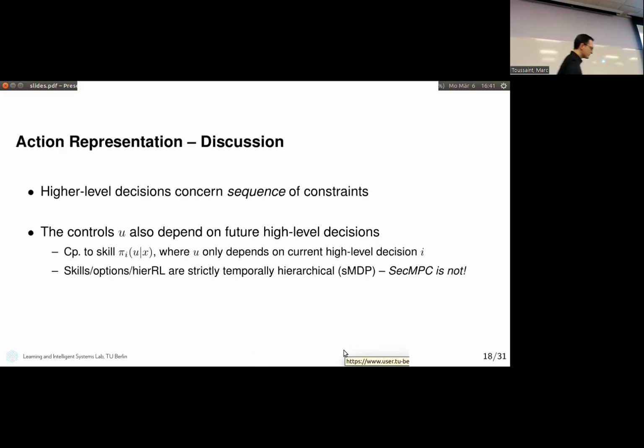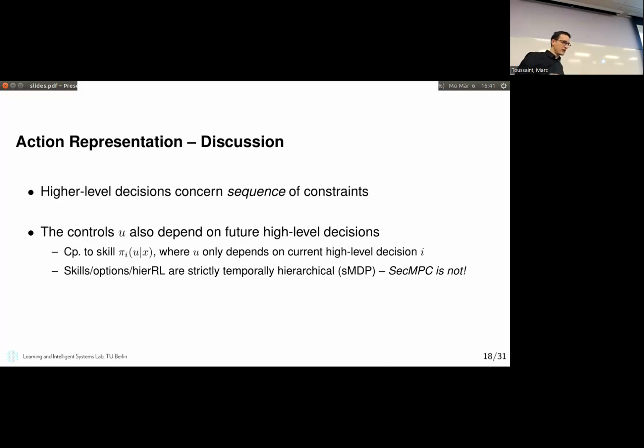Okay, so this was a bit more detailed, concrete work. Let me zoom out again and get to a high-level discussion. The high-level decisions that I'm proposing concern a sequence of constraints to be realized by the lower-level action sequence, and that is an implicit form of action representation. And the controls are an interesting aspect: the controls now actually also depend on higher-level decisions that concern the future.